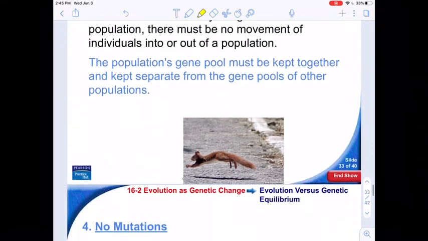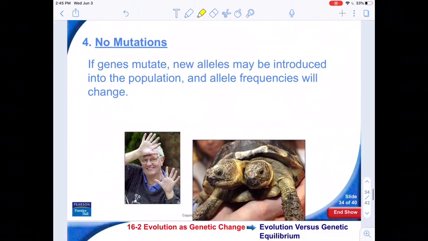Number 4 is that there can be no mutations. If genes mutate and new alleles are introduced, then the allele frequencies are going to change. So if you end up in this picture, someone with 6 fingers enters the population and passes on that trait to their offspring, that is going to change the frequency of that particular allele in the population. So mutations cannot occur to have equilibrium.